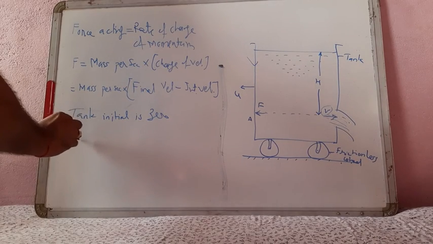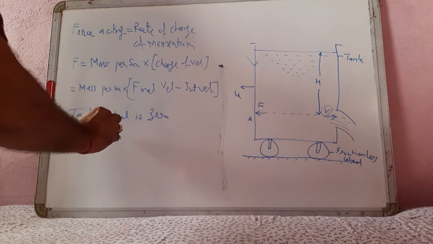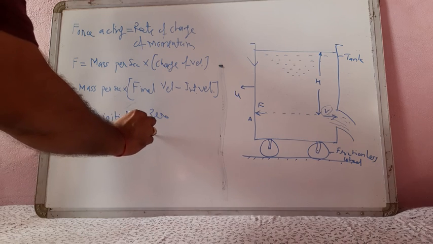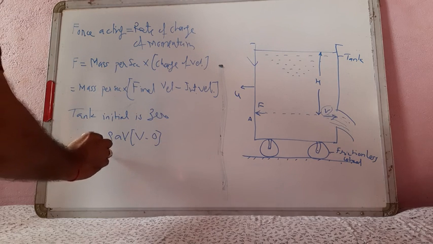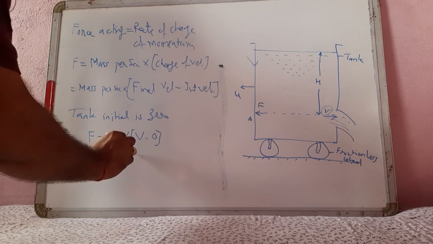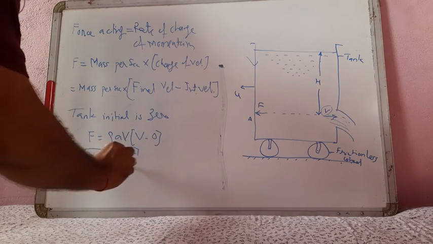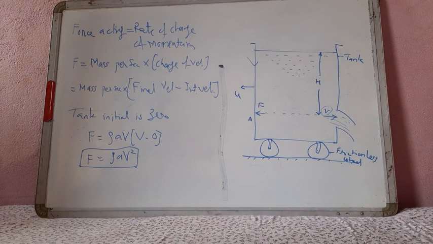So here F equals rho a v into v final minus 0. The value of the force is rho a v square, where we have to find the force on the tank. Thus F is the force exerted on the jet of water. This water will exert the force on the tank, which is equal to F.